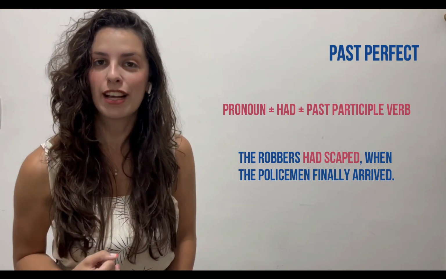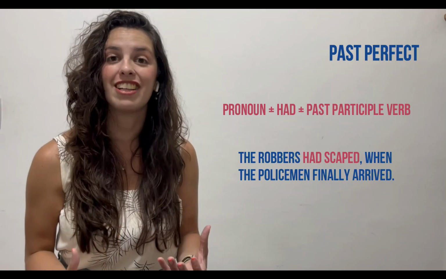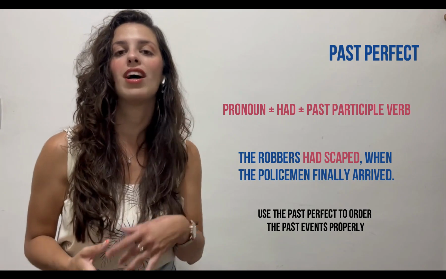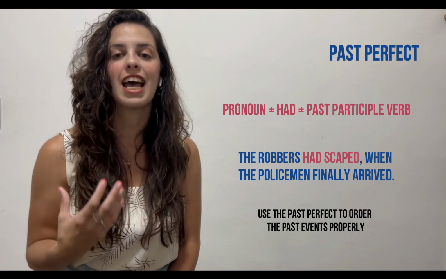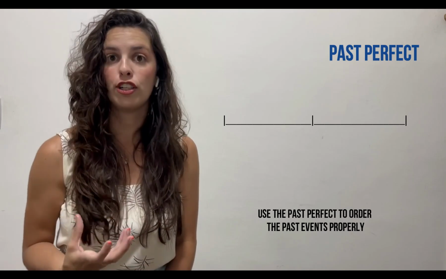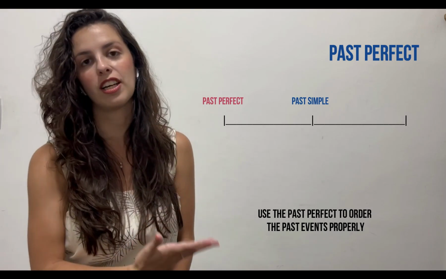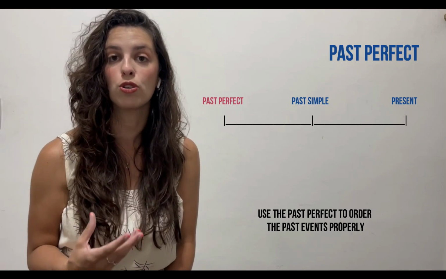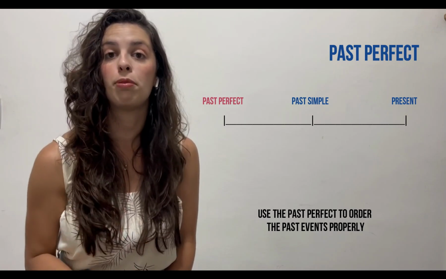As you can see in this example, we use it to be more specific about the order of the events in the past. So if you have an event in the past simple and also an event in the past perfect, that means that the event in the past perfect happened earlier. So if you have a chronological line, first you have the past perfect and then you have the past simple, after that you have the present tense. So it's a very useful time tense to use when you want to be very specific about the order of the events in the past.